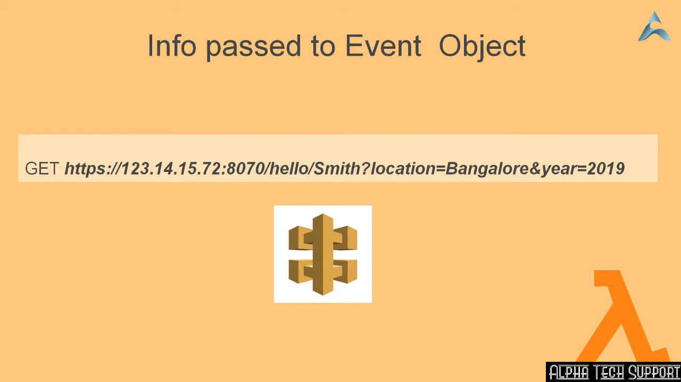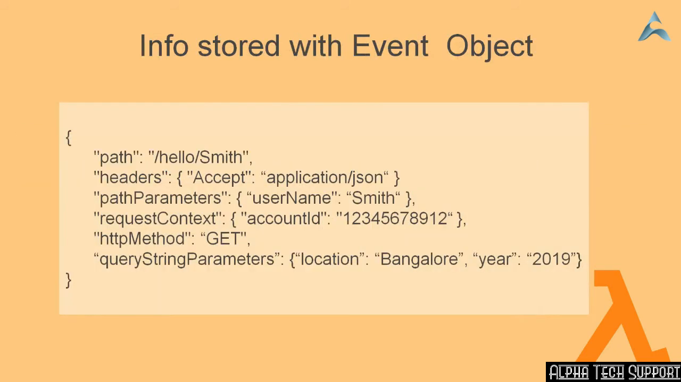This information gets passed to the AWS Lambda function, and the event object's role is to store data. It is stored in this format. It is a JSON format. It may look like this.